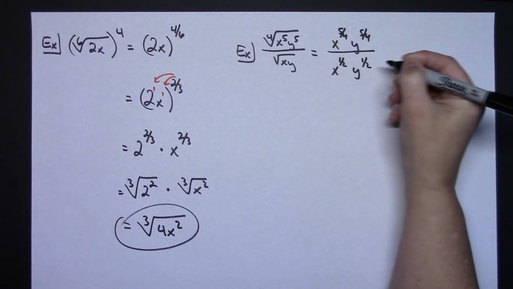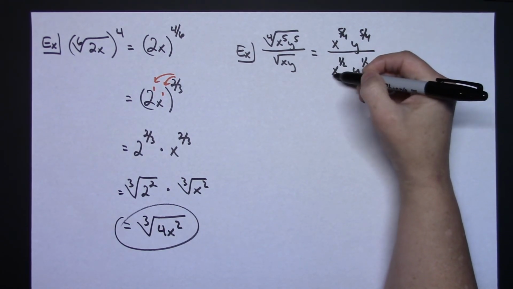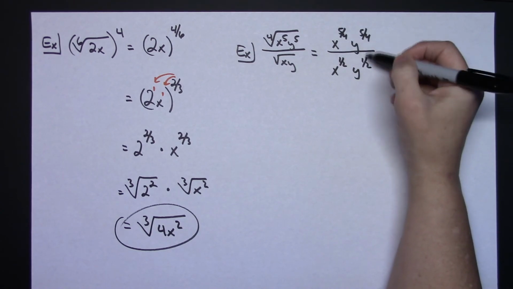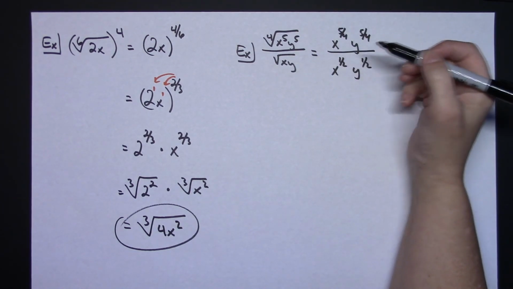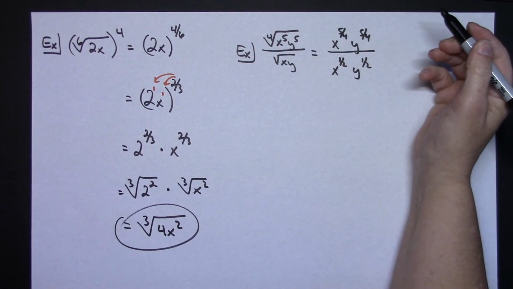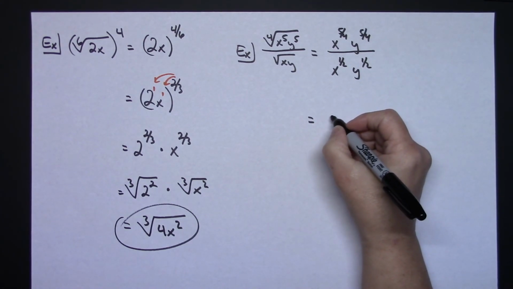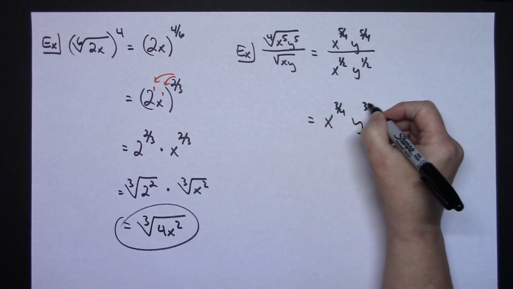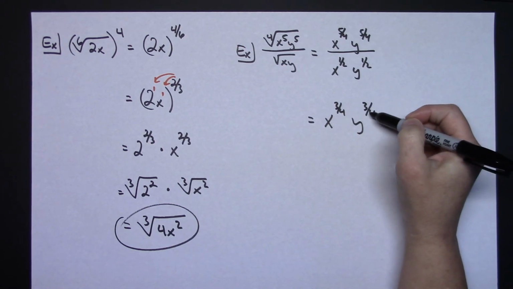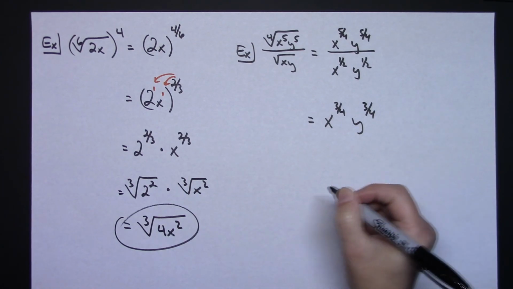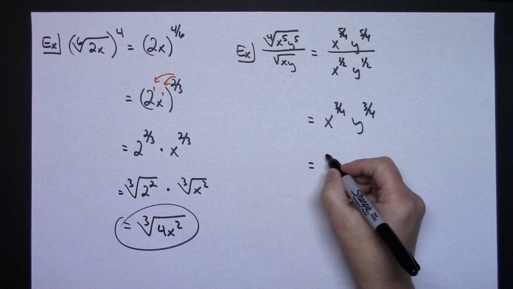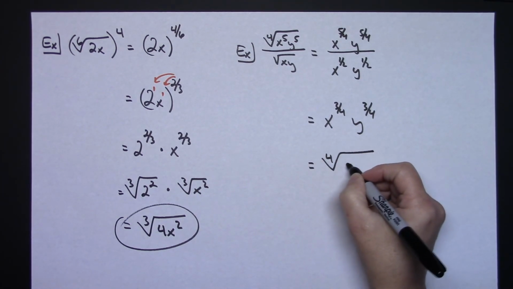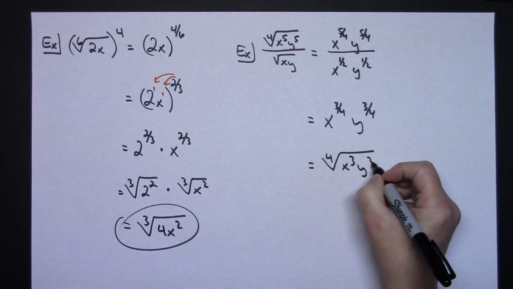Alright, now I'm dividing like bases, so that means I've got to subtract each one of those. 5/4 minus 1/2 on both of them will be the exact same thing. So then I'm going to have an x to the 3/4 and a y to the 3/4. Alright, and both of them already having that 4th root there, so then I can go the 4th root of x to the 3rd, y to the 3rd.